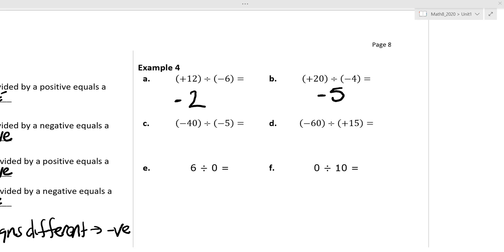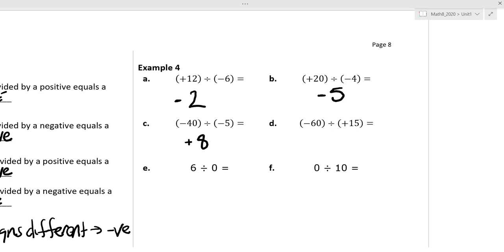Okay, so the first one, C, is it positive or negative? Positive. 2 negative signs make a positive. Then positive 8. We have 40 divided by 5, positive 8, right? This is where, with division, if you know your multiplications, these things come so much easier. Like 5 times what is equal to 40, right? It just comes a little bit faster.